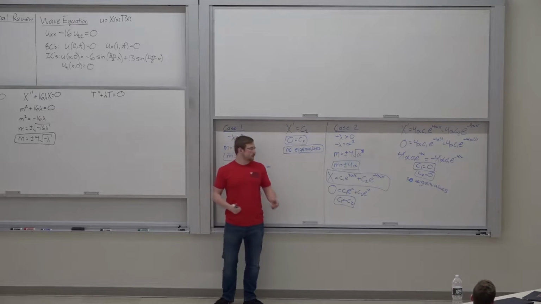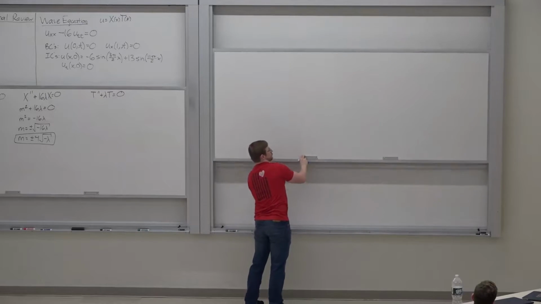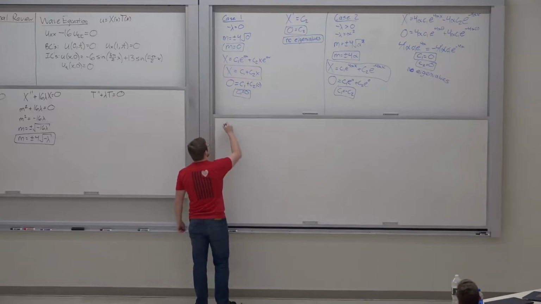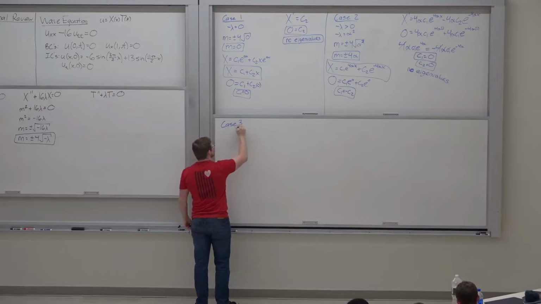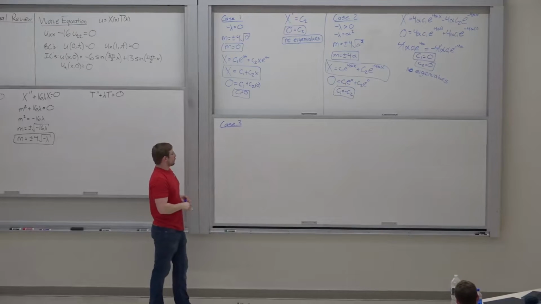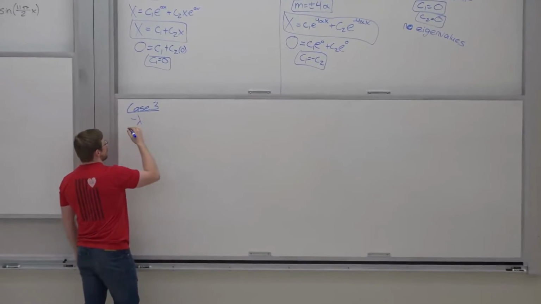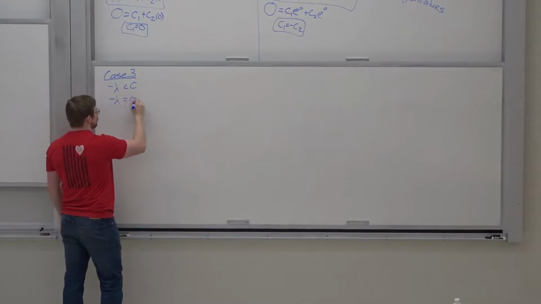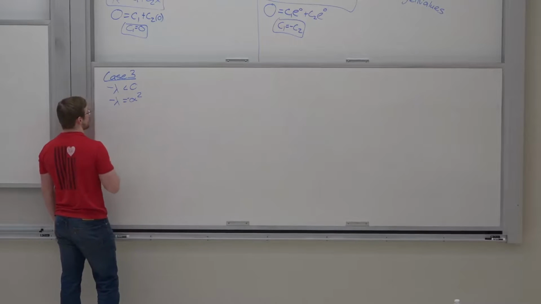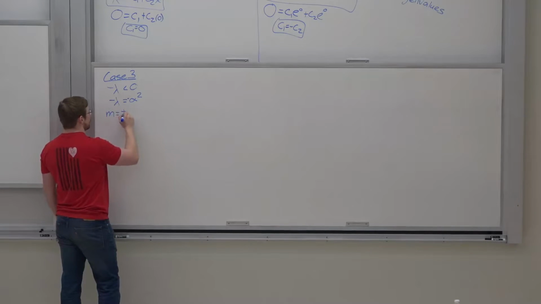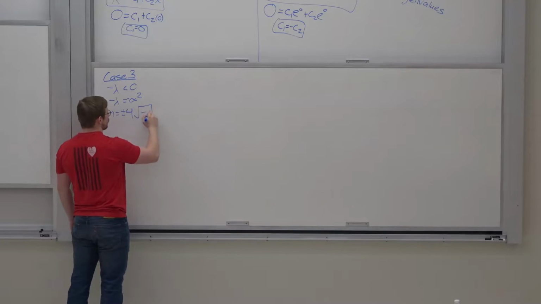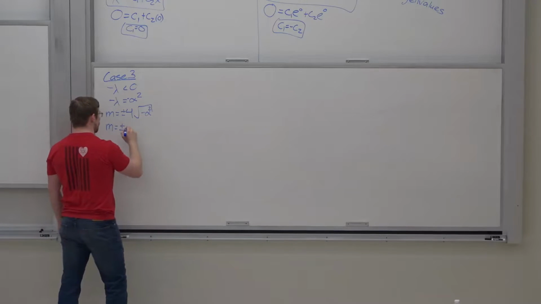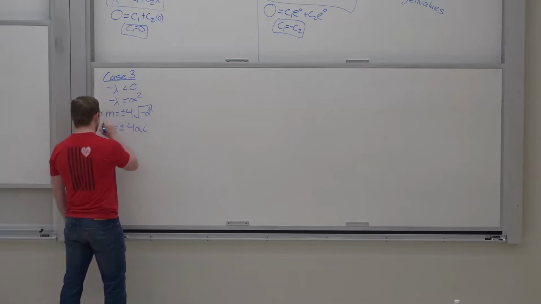Now we get to do the fun one. So in case 3, I say that my negative lambda is now going to be less than 0, which means negative lambda is equal to negative alpha squared. So my m is plus or minus 4 times the square root of negative alpha squared, which means m is equal to plus or minus 4 alpha i.